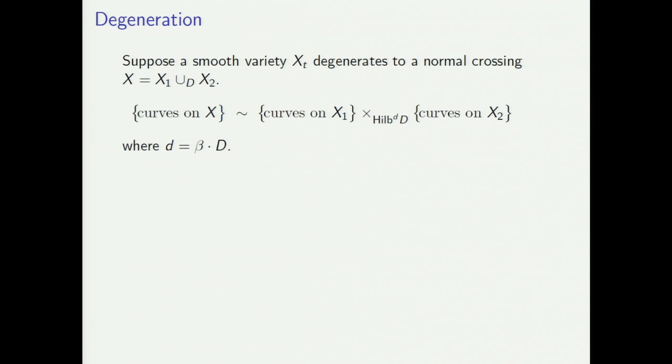And now what you would like to say is that curves on X should be the same thing as a curve on X1 and a curve on X2, which meet in the middle. So along this divisor D, their boundary values, the curve on X1 might intersect D in little d points, and the curve on X2 should intersect D in the same little d points. So you should end up with some kind of correspondence like this, where this is the space of little d points on big D.